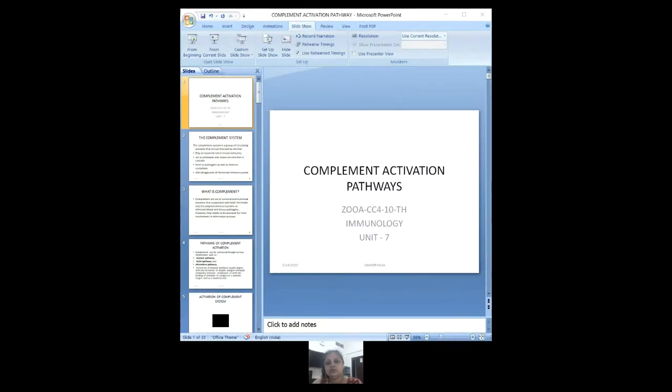Today, we are going to talk about the components of complement and complement activation pathways. This is a topic in the core paper 10, which is immunology paper, unit 7.